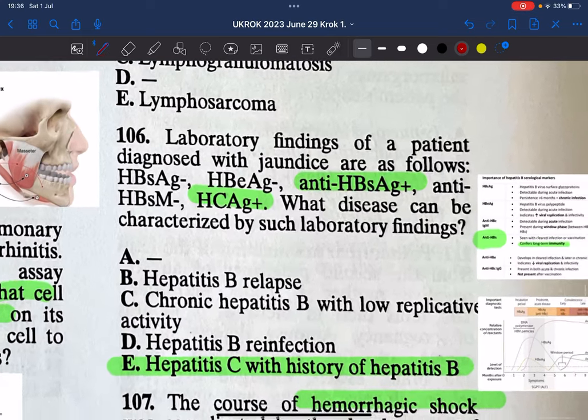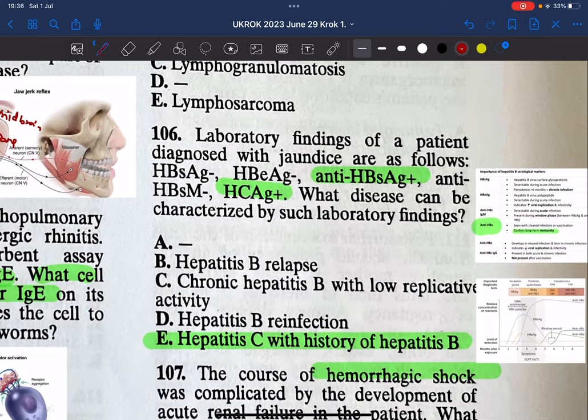Here we have a question. Patient diagnosed with jaundice, we see the hepatitis markers. Hepatitis B surface antigen is negative. Hepatitis B envelope antigen is negative. Anti-hepatitis B surface antigen is positive. Anti-hepatitis B core is negative. Hepatitis C antigen is positive.